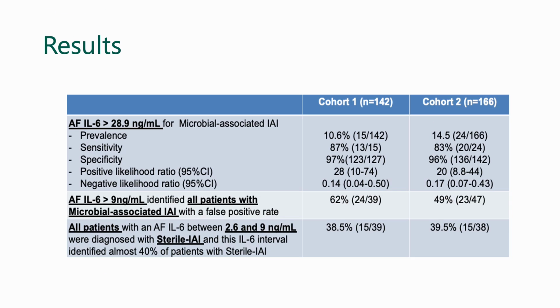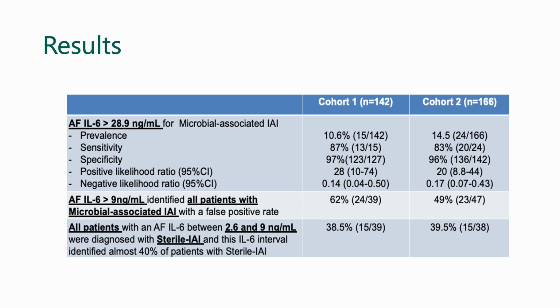This table is comparing the different cutoff values identified and applied to each cohort. We can see the amniotic fluid IL-6 more than 28.9 nanograms per milliliter for diagnosis of microbial associated inflammation had a sensitivity of 87% in the first cohort and 83% in the second cohort, with a specificity of 97% in the first cohort and 96% in the second cohort. A positive likelihood ratio of 28 in the first cohort, 20 in the second cohort, and a negative likelihood ratio of 0.14 in the first cohort and 0.17 in the second cohort.